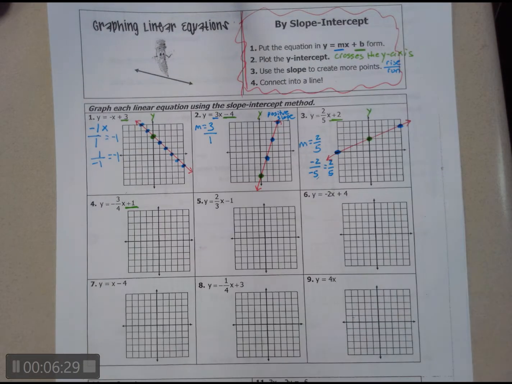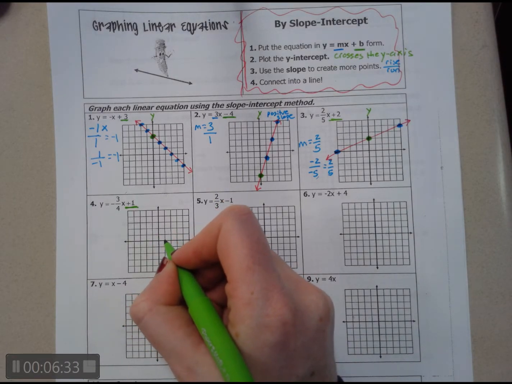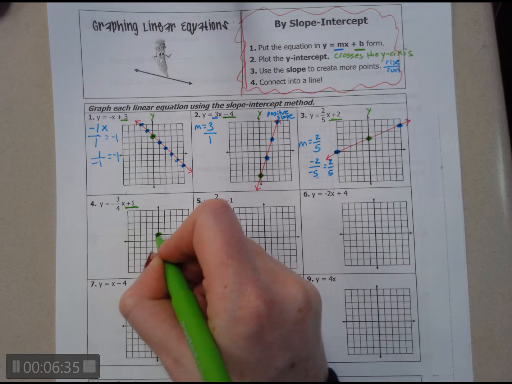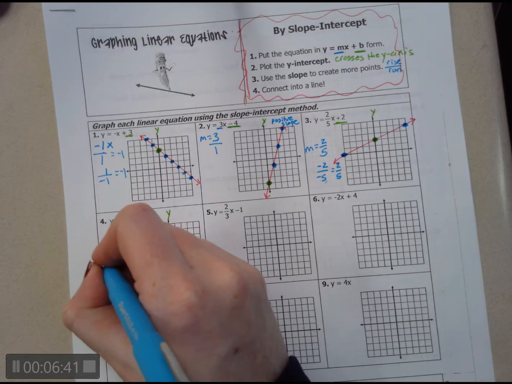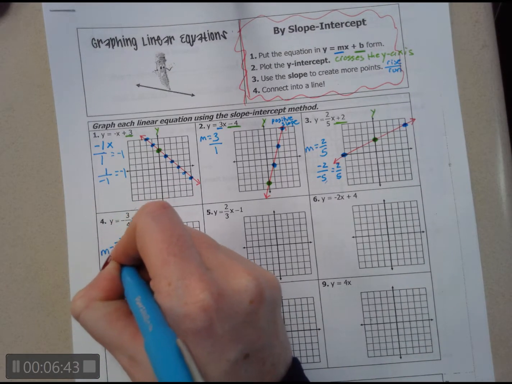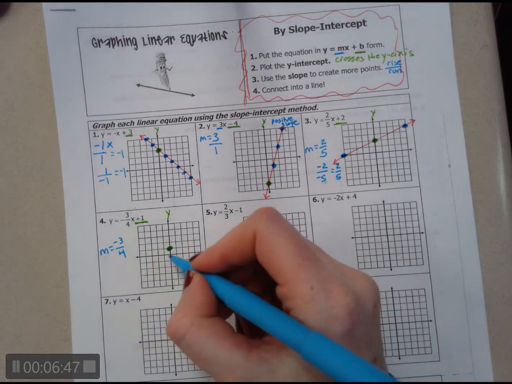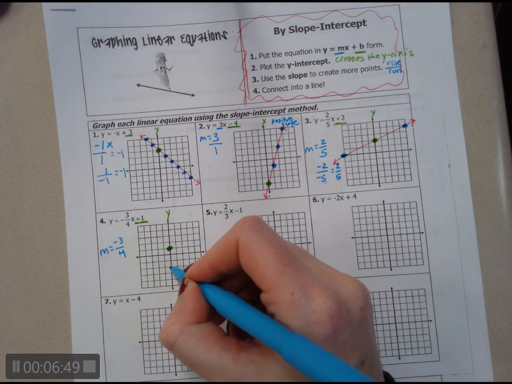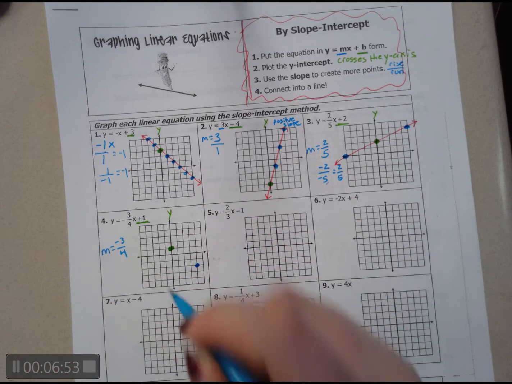Alright, so plot our y-intercept, which is good. Hopefully you said it's the 1. So am I going to plot here? Like right here? No, good. I'm going to plot right here, because this is my y-axis. And now, it tells me that my slope is negative 3 over 4. Okay? So I'm going to go down 3, 1, 2, 3, and to the right 4. 1, 2, 3, 4. Okay?